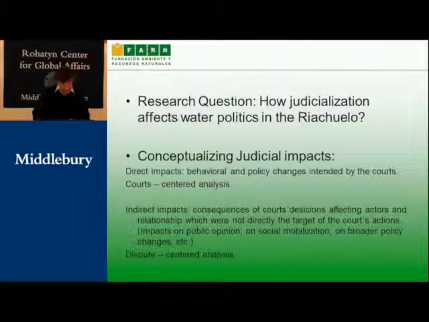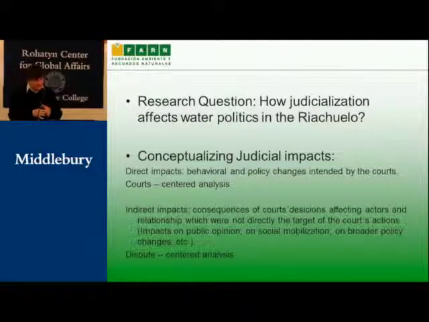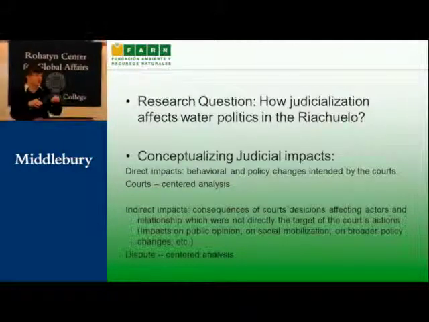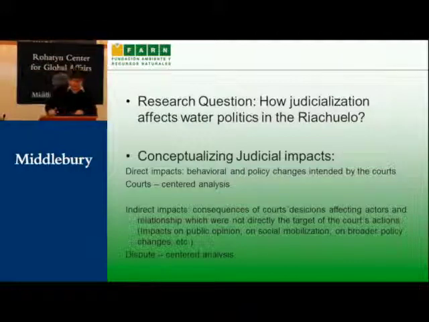Our paper draws from both approaches. It analyzes the impact caused by the involvement of the court, but our analysis is not so much on the level of compliance with the court decision, but on how the involvement of the courts changed the political scenario in which the different actors that were involved in this dispute interact. Okay?